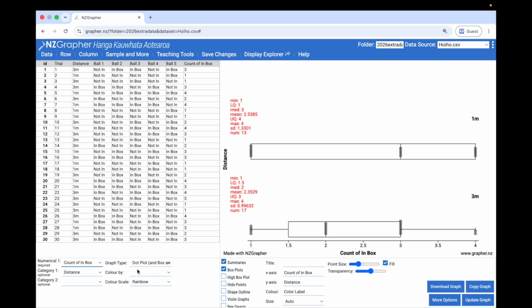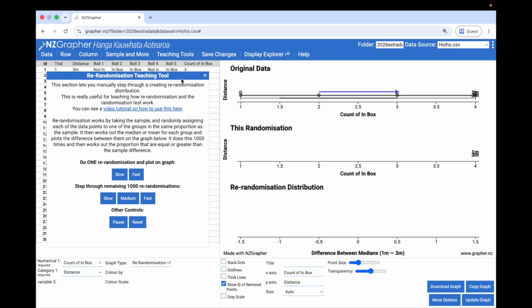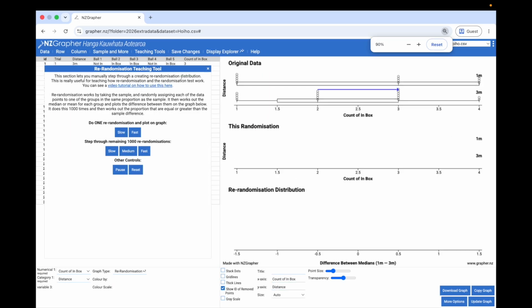Let's find out. This is where our re-randomization comes in. We're going to come into the teaching tools and re-randomization. In here, we can see in our original sample, the 3 meters was at 2 and the 1 meter was at 3. What we're going to do is take those 30 results that we had and randomly put them either into a 1 meter group or a 3 meter group, just to see what would happen if they were put in those groups just by random chance.